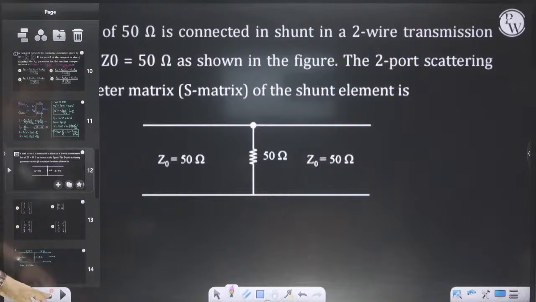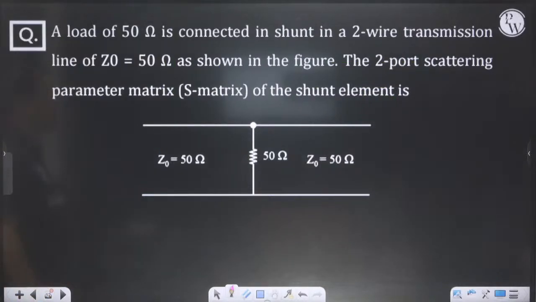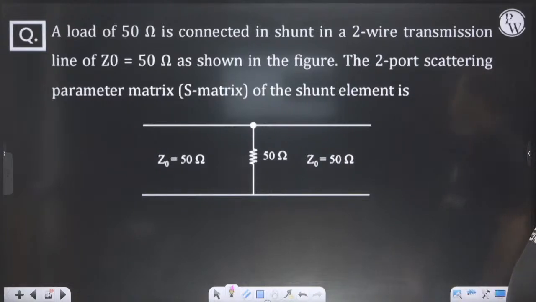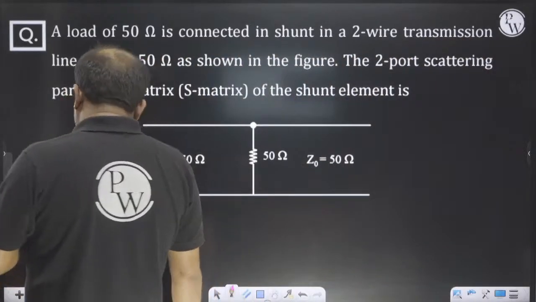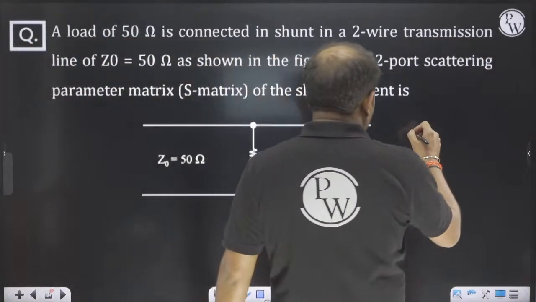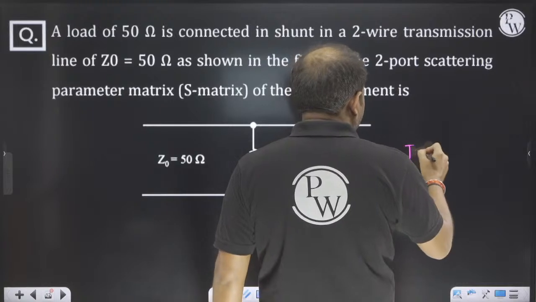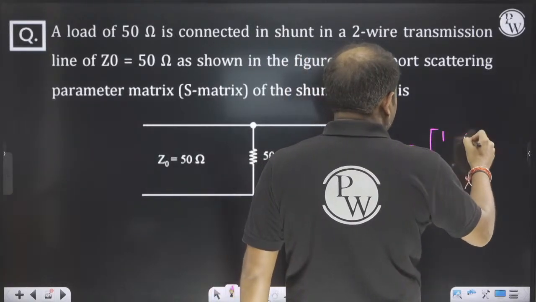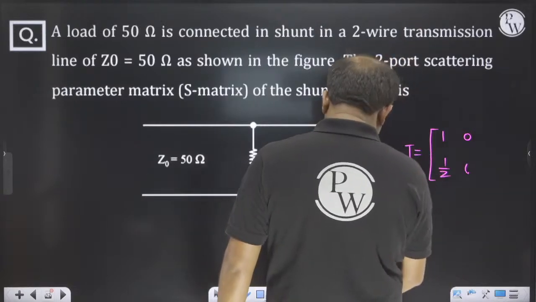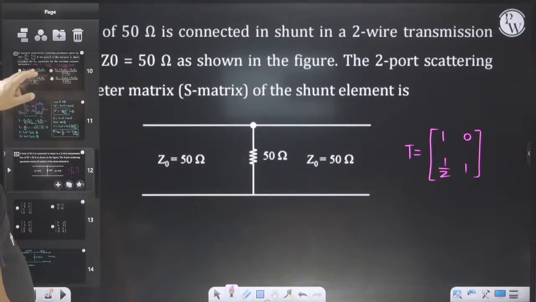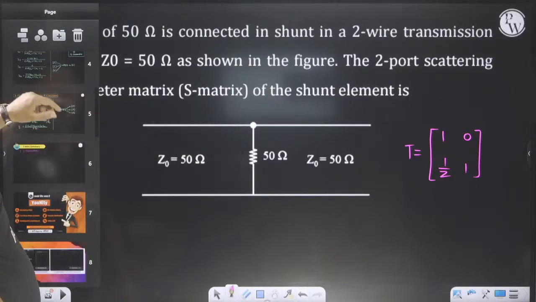The next question is this one. We have derived the formula for this one. Let us assume you didn't remember the formula, then you have to calculate separately. If you remember the formula, there is no problem. If you don't, you have to calculate separately. You should know the ABCD parameter. First of all, you have to calculate the ABCD parameter, that means the transmission line parameter. The transmission line parameter is 1, 0, 1 by Z and 1. Then you put this value into the scattering parameter matrix and you will get the answer. So our scattering parameter matrix is this one.